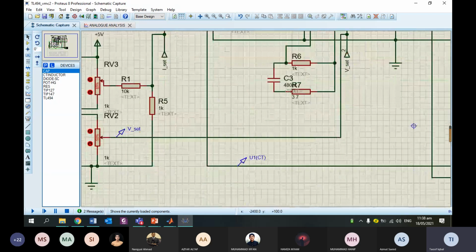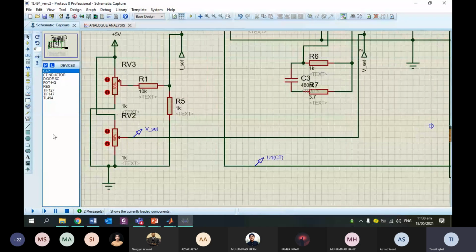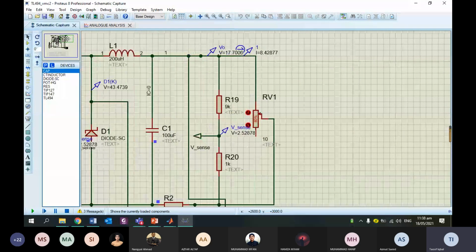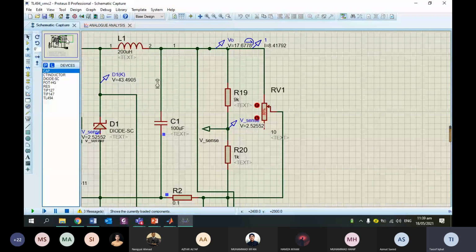Let's see how much the set voltage is. Set voltage is around 2.5. So 2.5 means the output voltage is going to be 16 volts. So let's see the output side. We have around 17.5, a little higher voltage, but the current is close to 8.2 amperes.